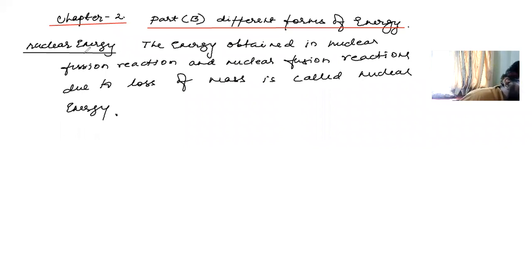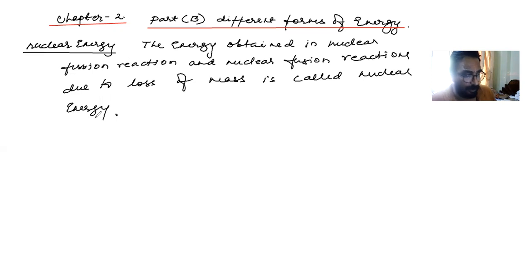Now this is the best form of energy because a small amount of fuel can obtain a large amount of energy. A small loss of mass gets converted into a big amount of energy. That is what you can see here. There is a relation given, children.